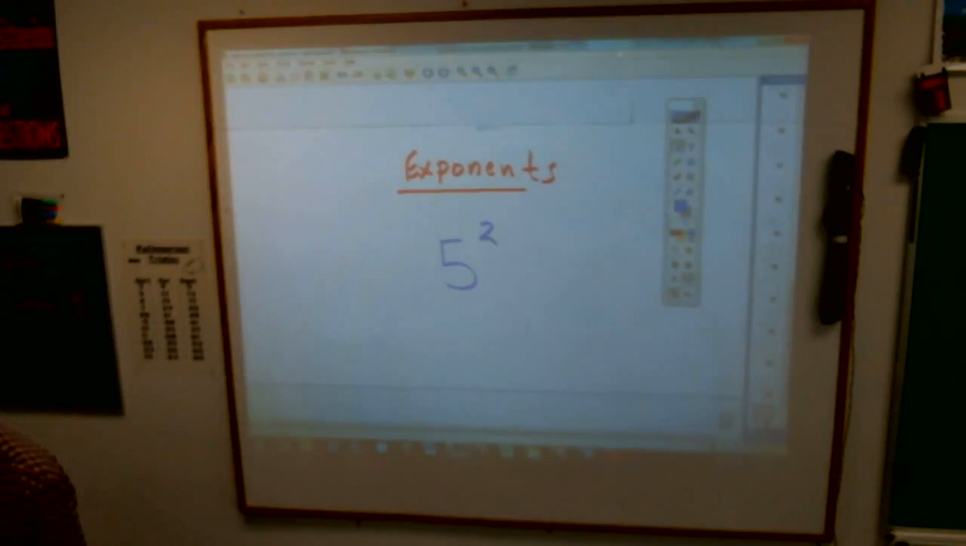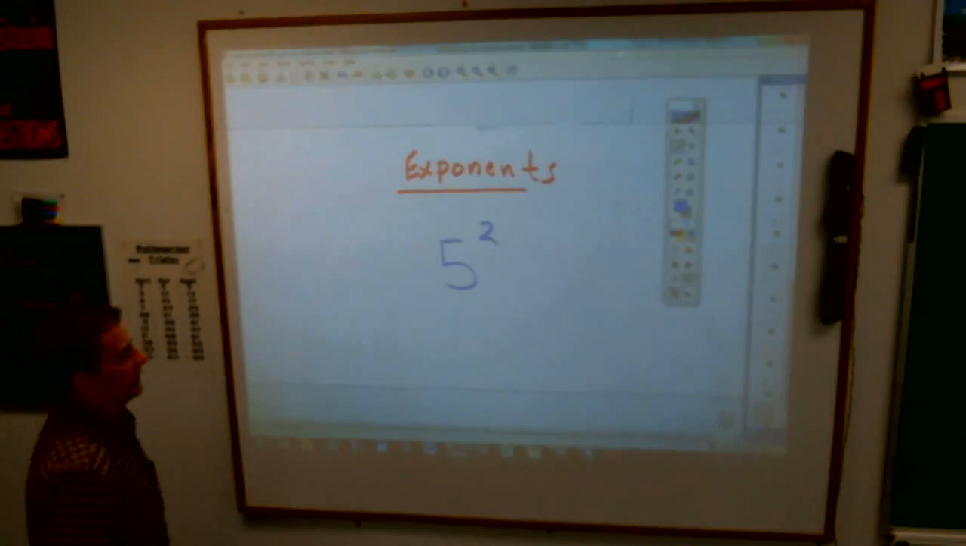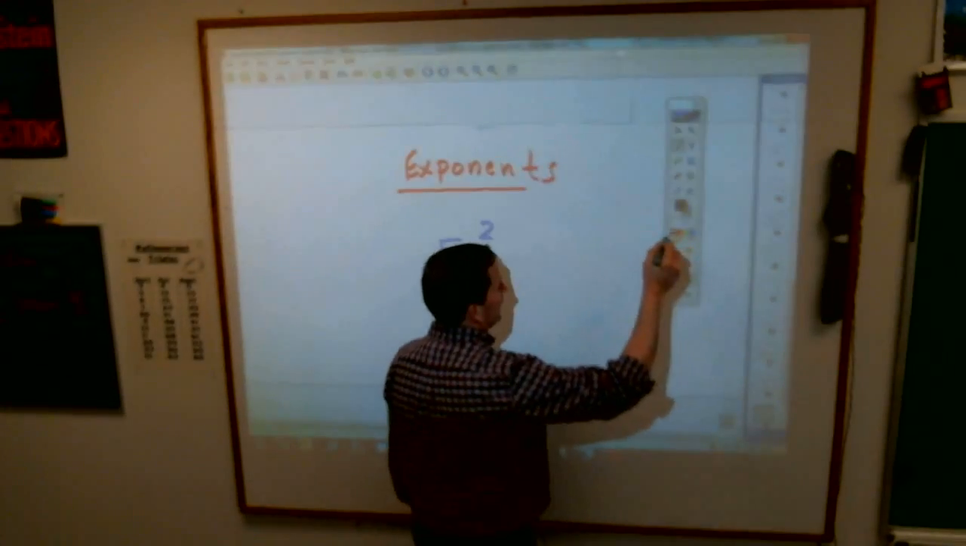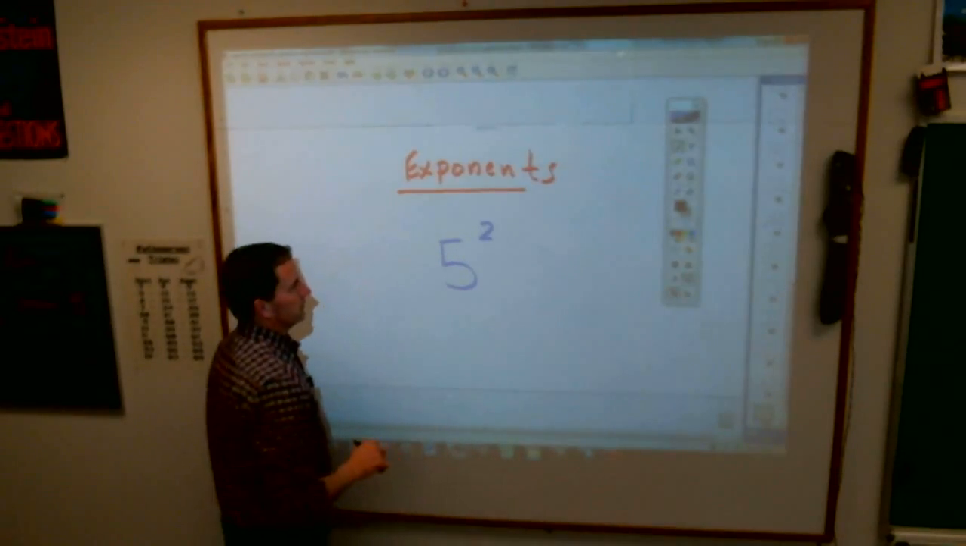Maybe you've seen exponents before. Have we talked about exponents before? Perfect. Well, then you'll be a little smarter today than you ended up yesterday. Here are the parts of an exponent.